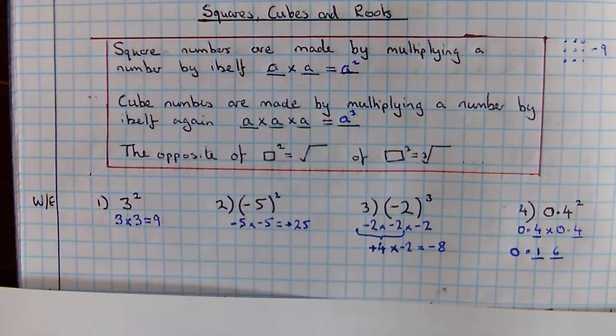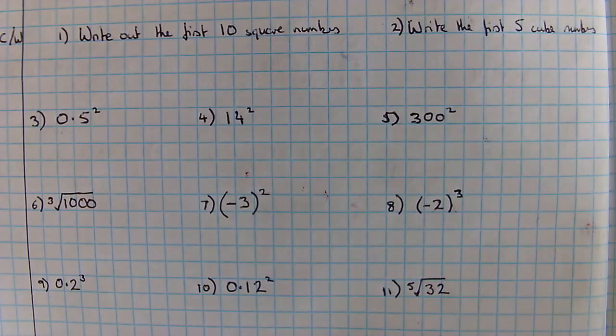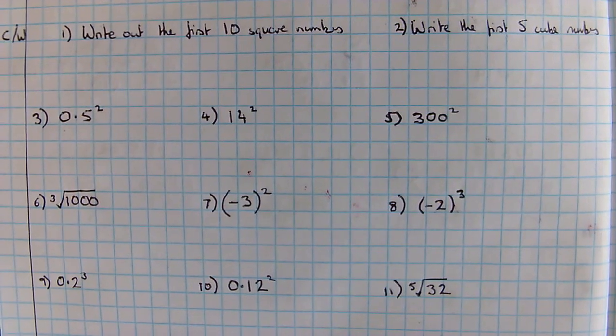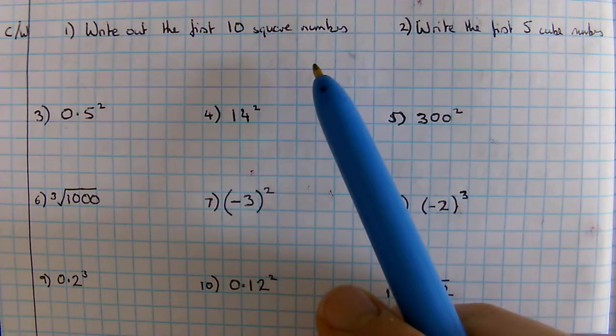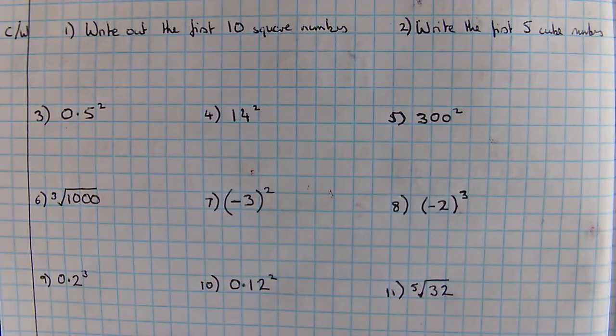Okay, can you pause the video there while you take down the worked examples, and then we're going to give you some questions to try. Okay, so there's 11 questions for you to try on this bit. For the first 2, I've asked you to write out the first 10 squares and the first 5 cube numbers. Those are really important for you to know. You do need to know them off the top of your head.